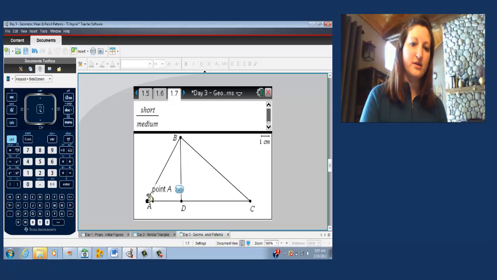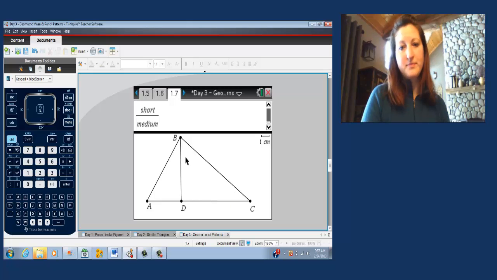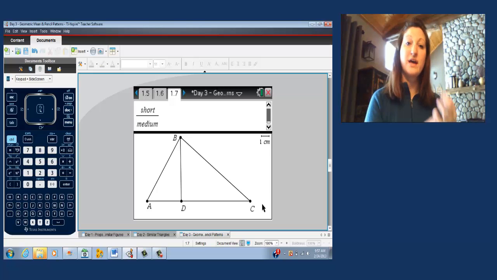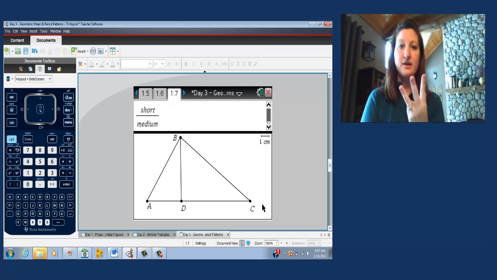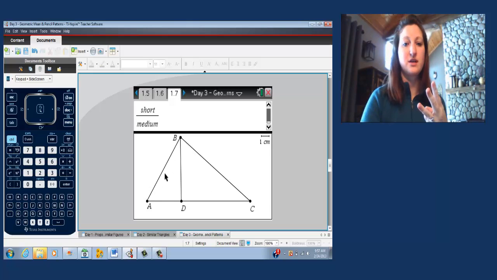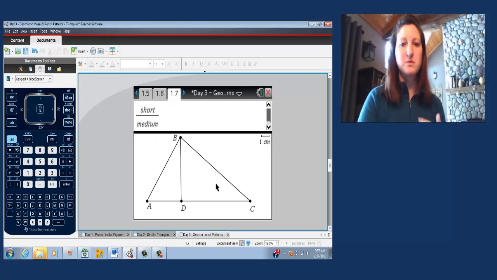This triangle right here, ABD, is similar to the triangle BDC, and both of those are similar to the great big triangle ABC. So we end up really with three similar triangles. We have the tiny one, which is the one that's kind of over here. We have the medium one, which is this one, and then the great big one, which is the whole thing.